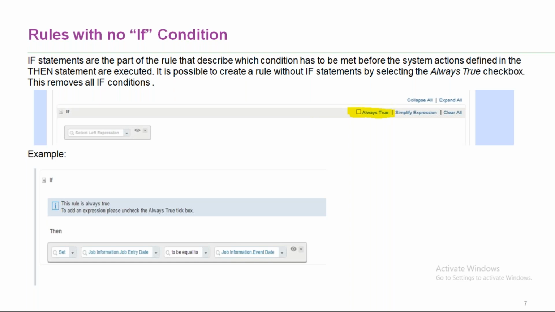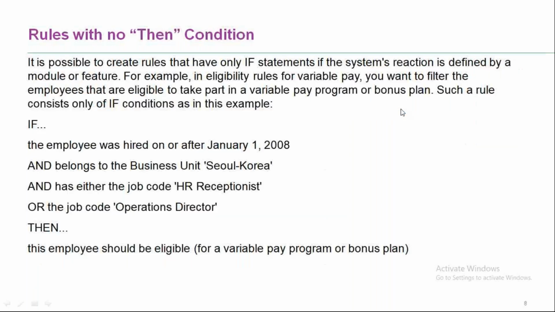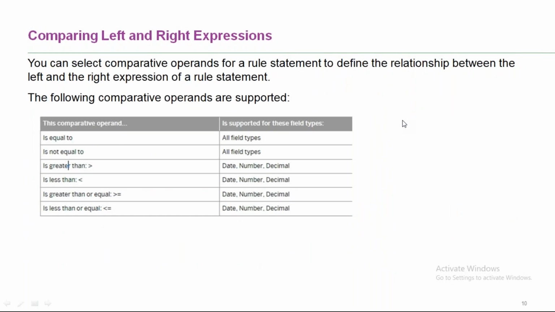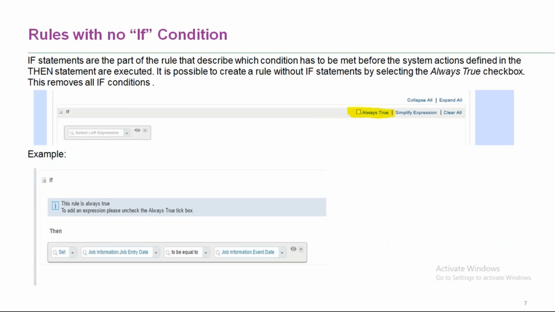Now we don't always have to select the if and then condition. Sometimes I don't want to check any condition; I want the system to take the action straight away. Then you can select always true. If you select always true, you will not have an if condition. When you select always true, your rule is always true, and you just need to select the then expression. This is called the expression: the then expression and the if expression.